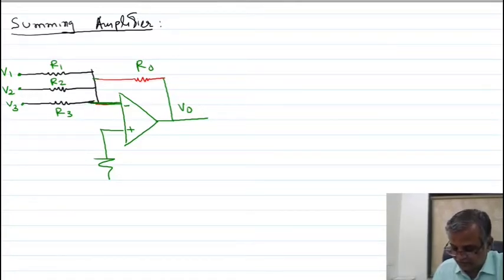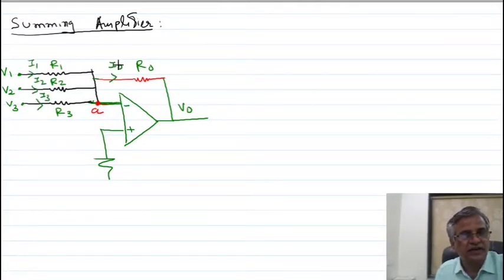Due to the infinite input impedance of the op-amp, the input terminal does not draw any current. The voltage drop between the two input terminals of the op-amp tends to 0. As a result, point A behaves as a virtual ground. Already you know that the potential difference between these two tends to 0, so this potential and this potential are the same. So point A behaves as a virtual ground.